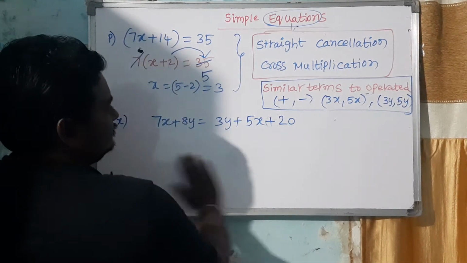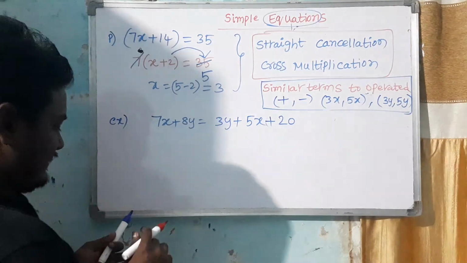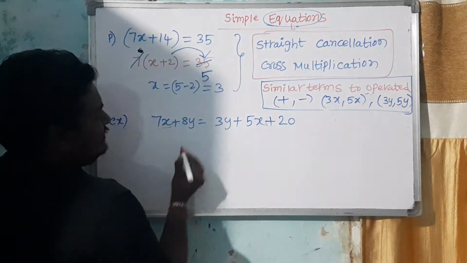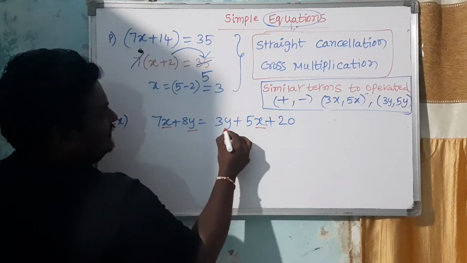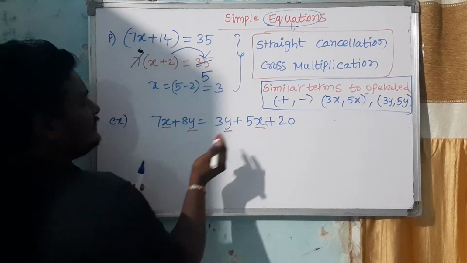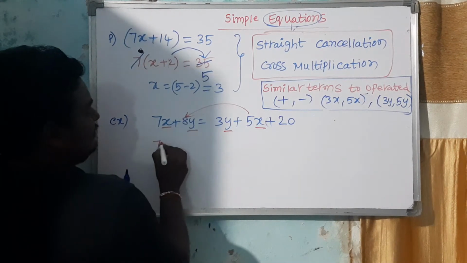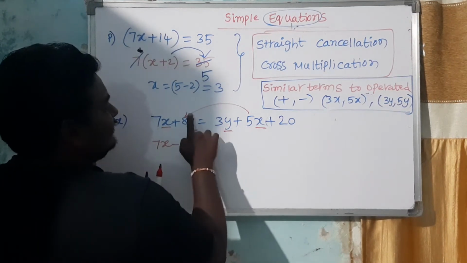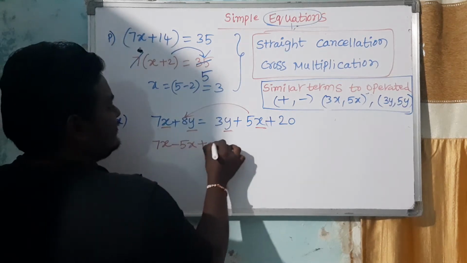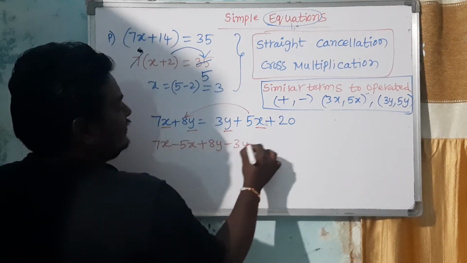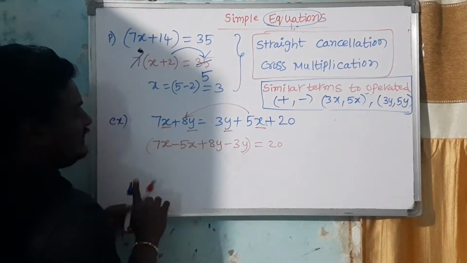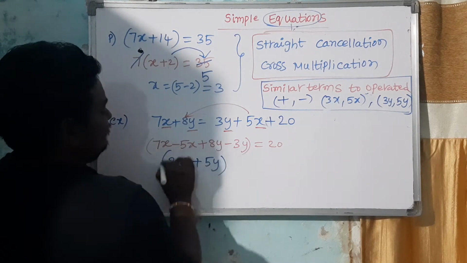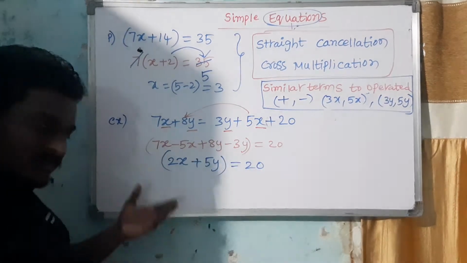How to solve this question. First of all, we have to identify what are similar terms. This is x, this is y. x similar terms, y similar terms. So transform this 5x this side: 7x minus 5x plus x minus 5. Next 3y, transform this 3y this side: plus 8y minus 3y equal to 20. Solve it. 7x minus 5x is 2x, plus 8y minus 3y is 5y. 2x plus 5y equal to 20. That is the equation.